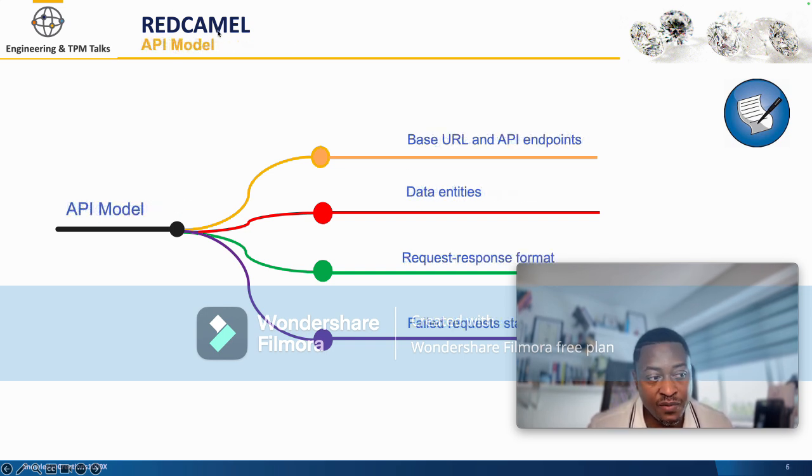The AM in REDCAMEL stands for API model. And here, what we want to do is define multiple endpoints that are necessary to perform the different operations to meet your functional requirements. I'll say that again slowly. We define multiple endpoints to perform various operations to meet functional requirements, right?